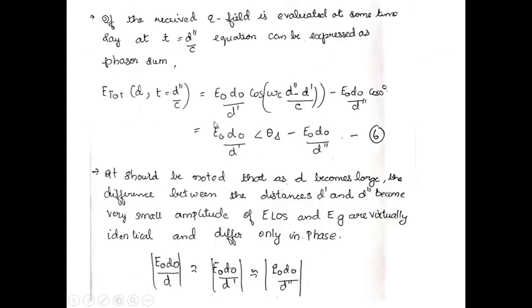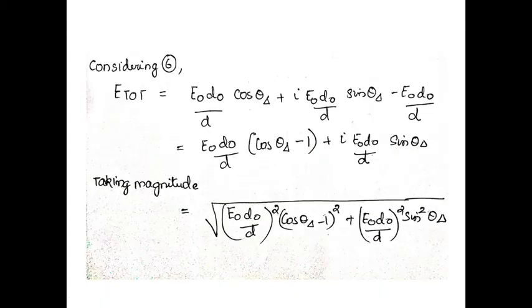Since it is the angle value theta delta, we have to consider both the cosine and the sine components. That is, there will be a real part and an imaginary part. So I will modify it as E0 d0 by d cos theta delta plus i E0 d0 by d sine theta delta minus E0 d0 by d. Okay, if we are considering some particular distance, the value of d dash and d double dash will become almost equal as the distance between the transmitter and receiver goes on increasing.